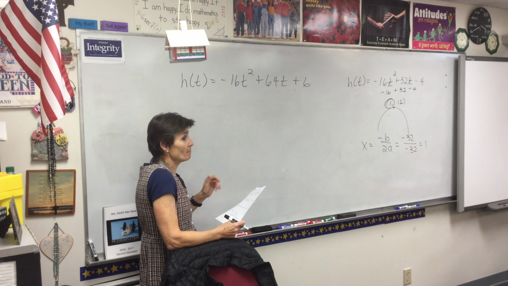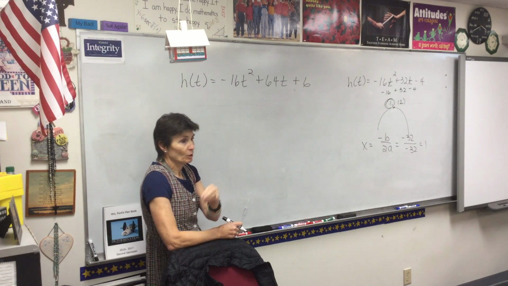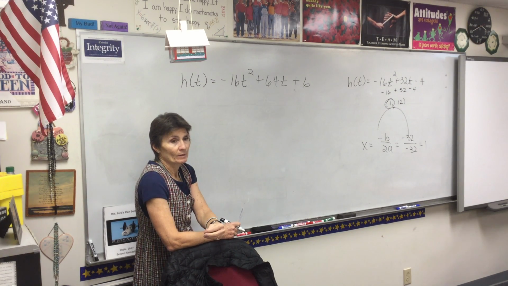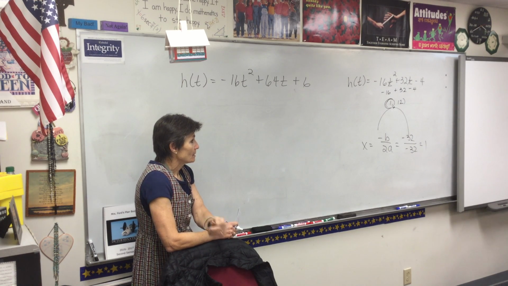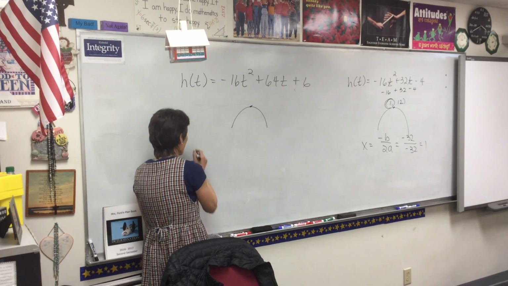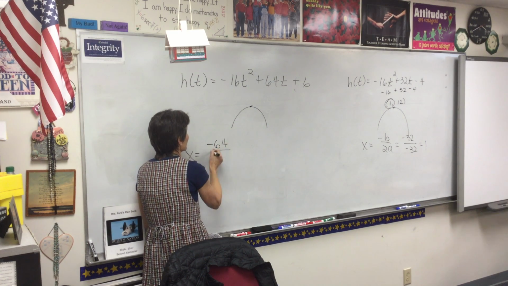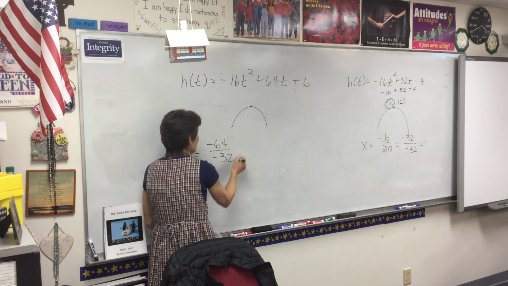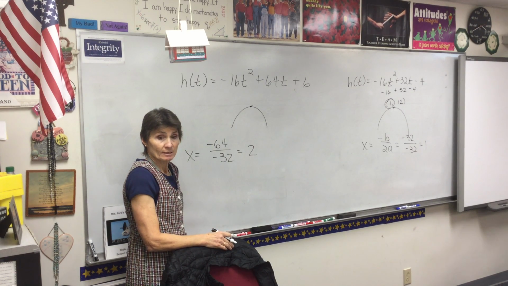Find the maximum height of the ball. So what does the word maximum clue you into? Vertex. I need the vertex. So x equals negative b over 2a. So this time, x is 2.